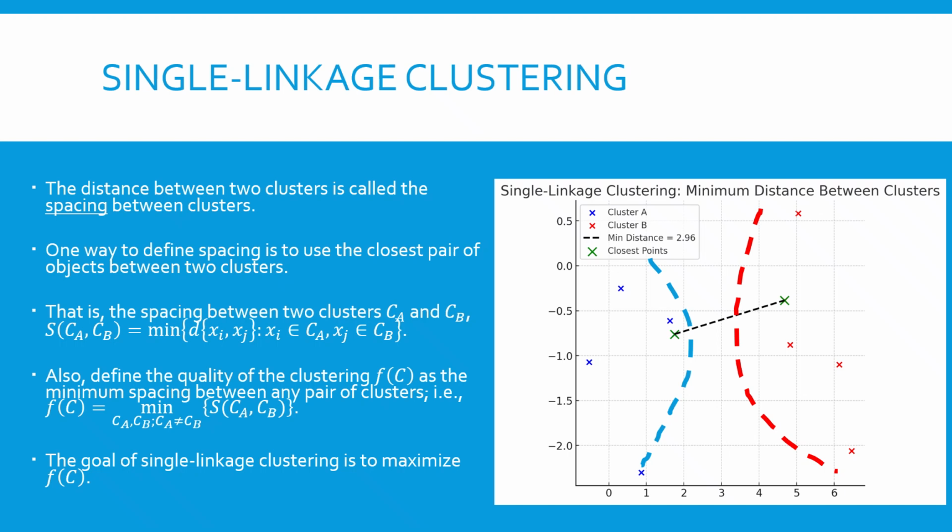Given a clustering, we can define its quality F(C) as the minimum spacing between all pairs of clusters. A larger minimum spacing means the clusters are more clearly separated. Thus, the goal of hierarchical agglomerative clustering under this definition is to maximize F(C).